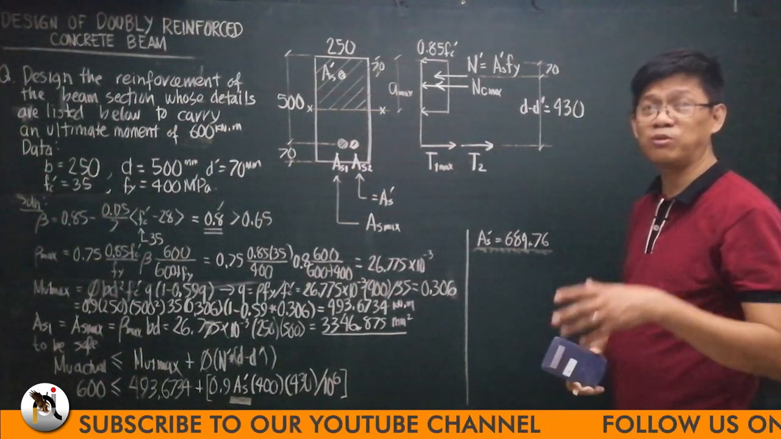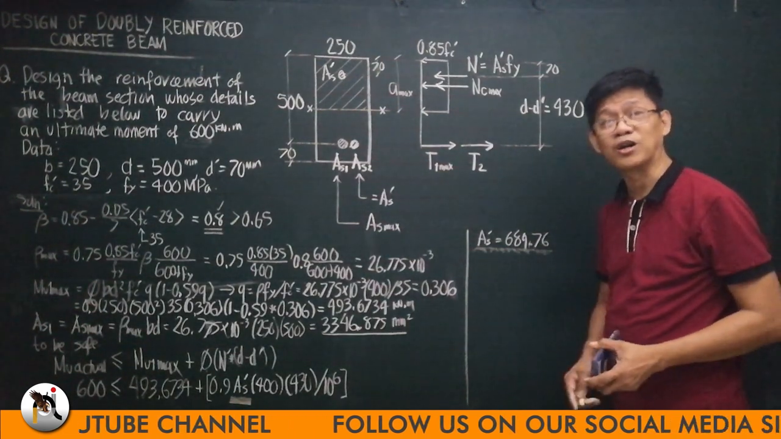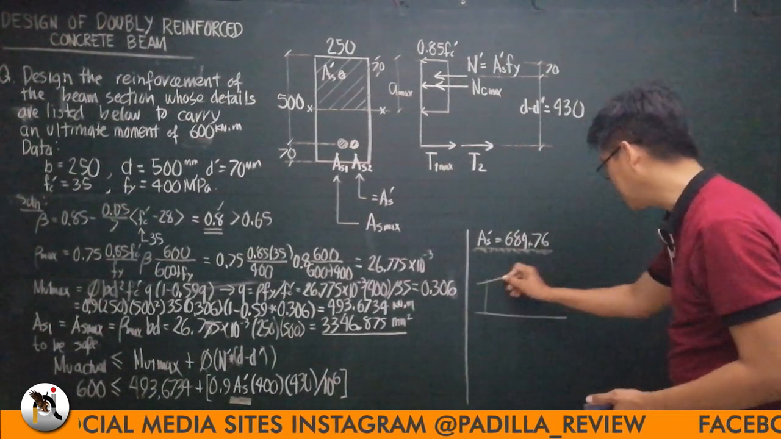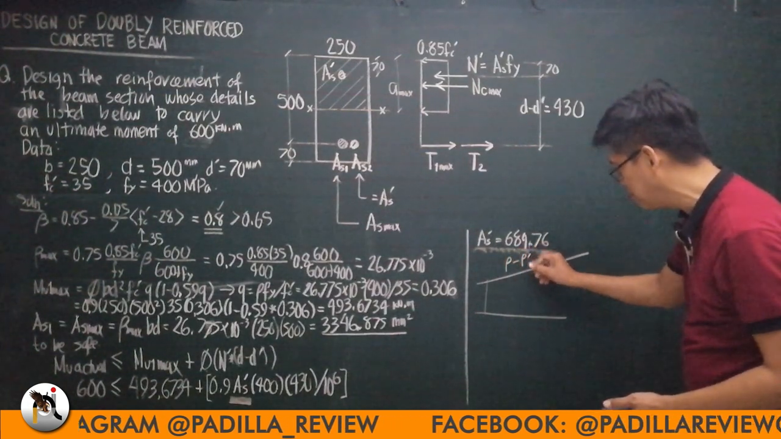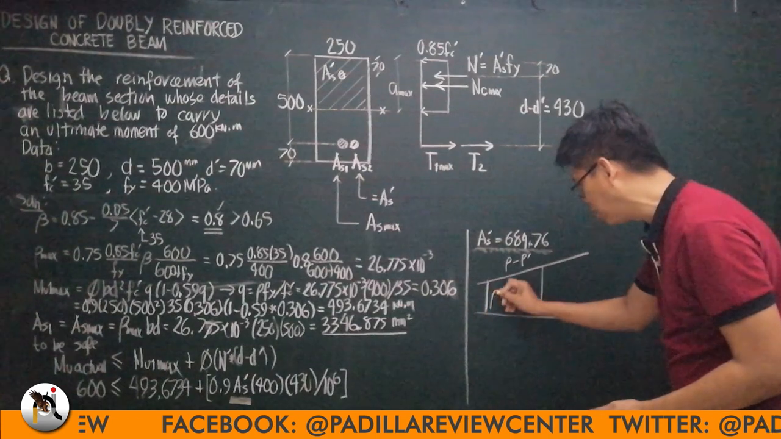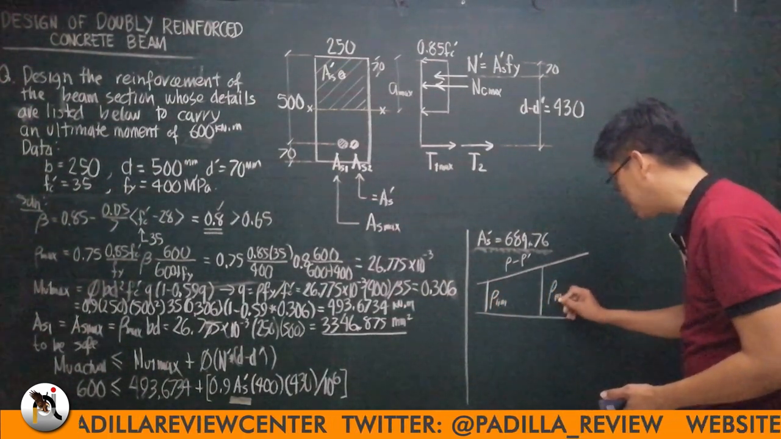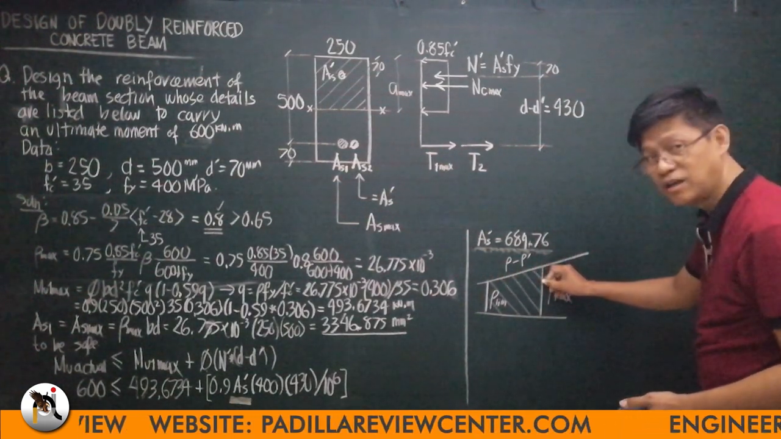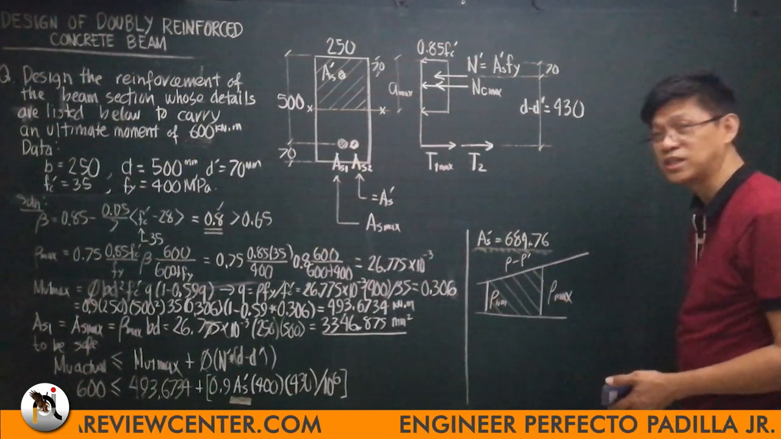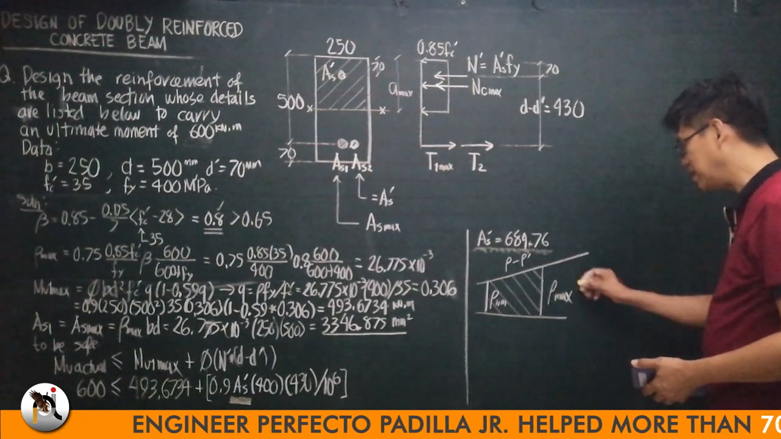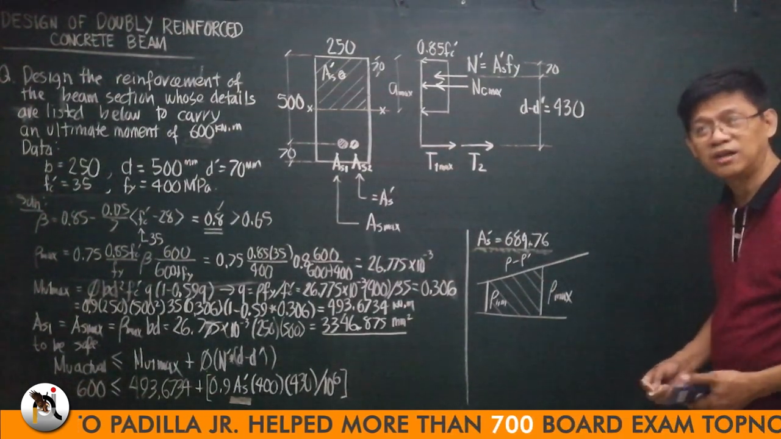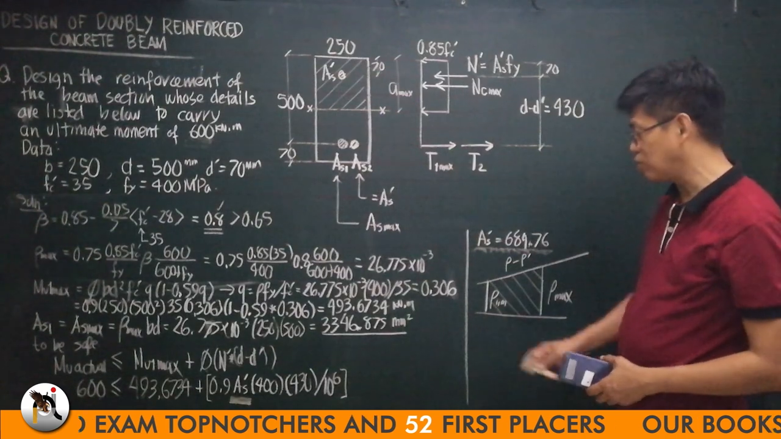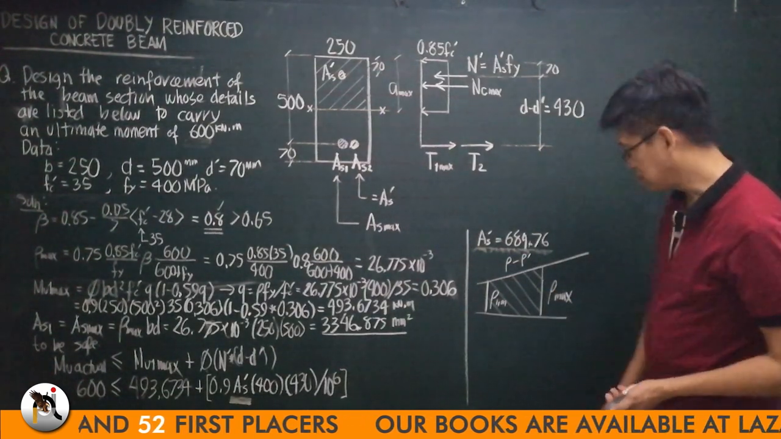How do we check that? There are many ways to check that, but that is the very purpose of rho limiting. In the Padilla's rho minus rho prime chart, this is the value of rho minus rho prime. We said that if this is rho limiting and this is rho max, take note that if your section is in this region, your tension steel and your compression steel yields. And this one is not allowed by the code. Okay? If you are in this region left of rho limiting, then it means that your compression steel doesn't yield. Okay? So let's have that.